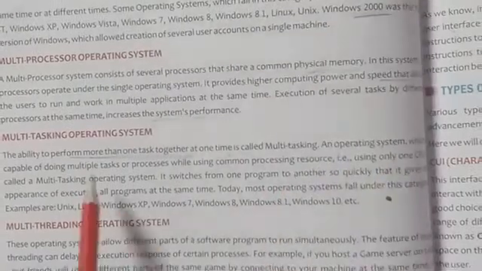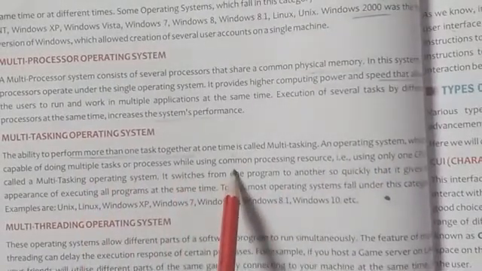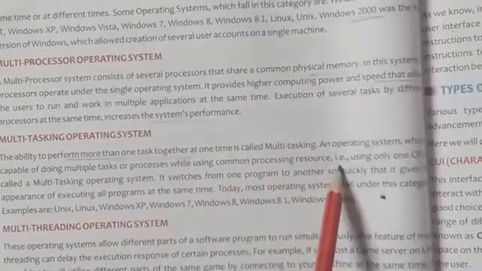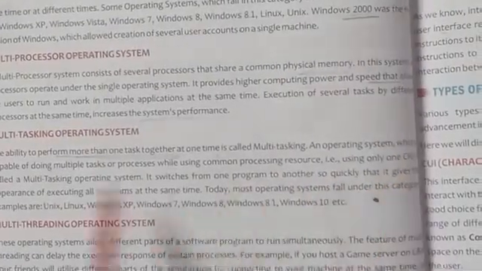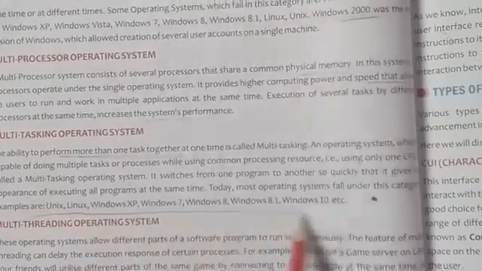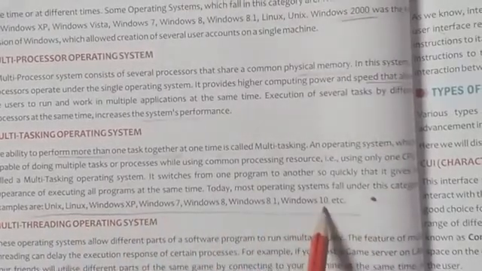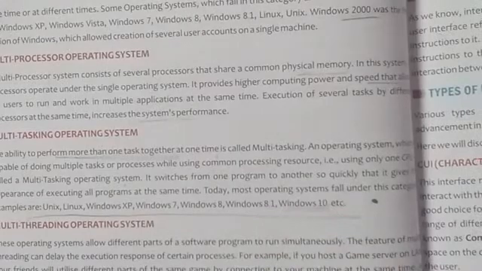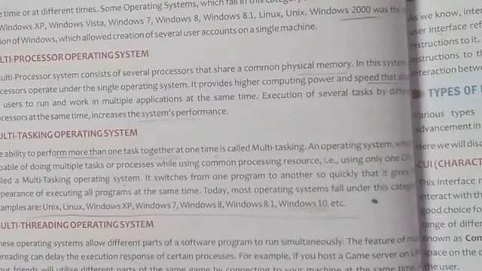An operating system which is capable of doing multiple tasks or processes while using common processing resources, that is, using only one CPU, is called multitasking. Its examples are Unix, Linux, XP, 7, 8, 8.1 and Windows 10. Windows 10 is the latest operating system that is going on nowadays.